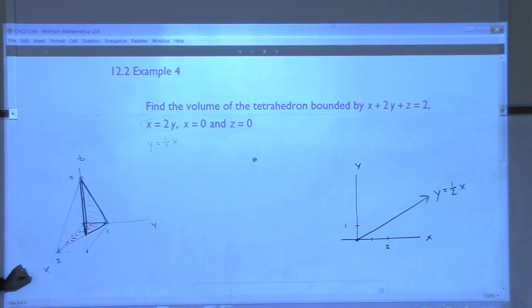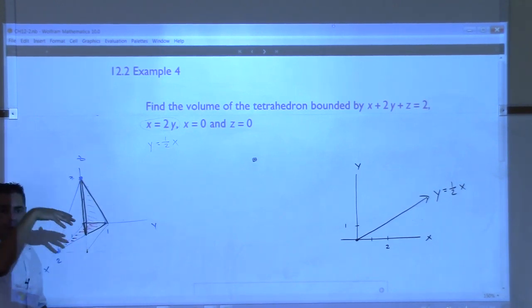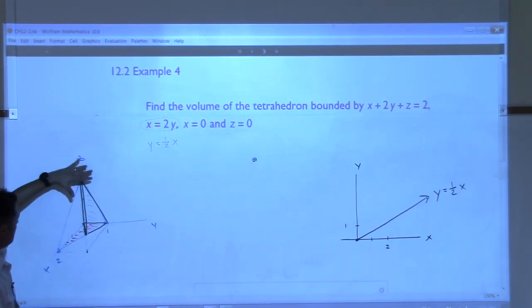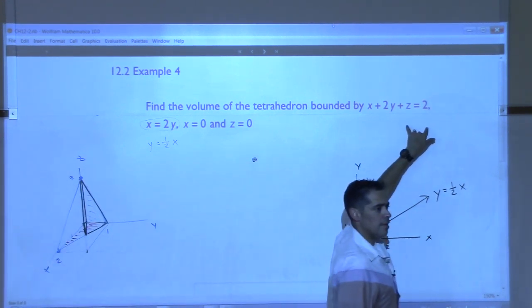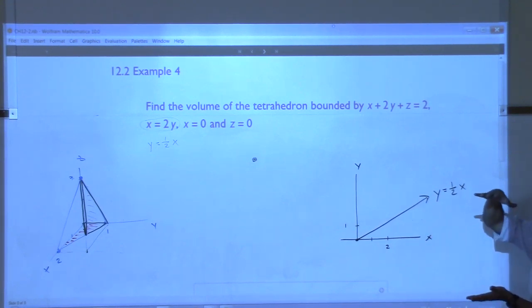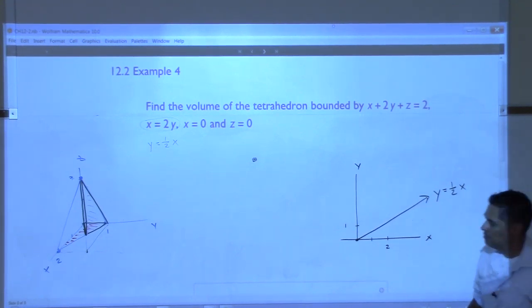Okay, we're trying to find the volume of this. So how can we find the volume of that? Using a double integral. So can you see this as the volume below a surface over some region? Okay, so what is the surface that you're looking down below here? It's this equation right here. That surface is going to be the top of this thing.